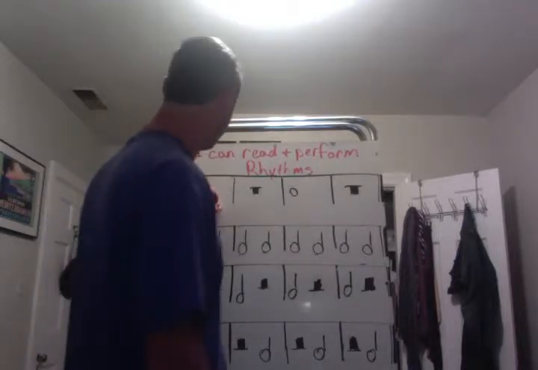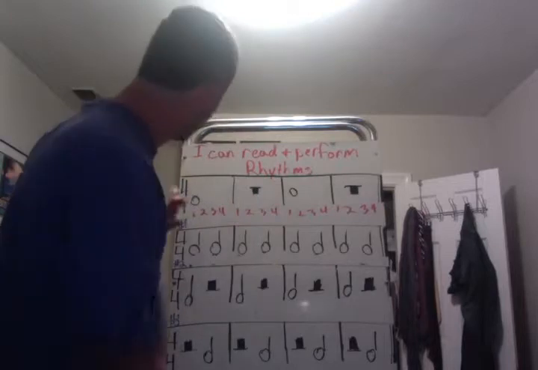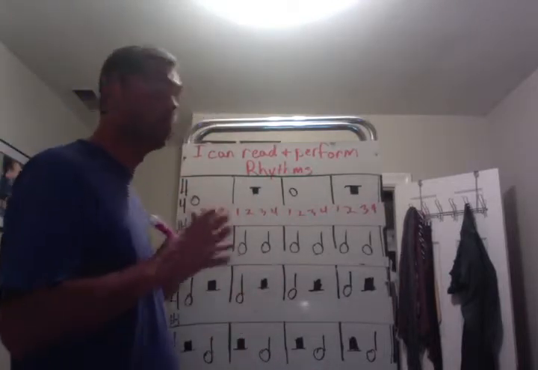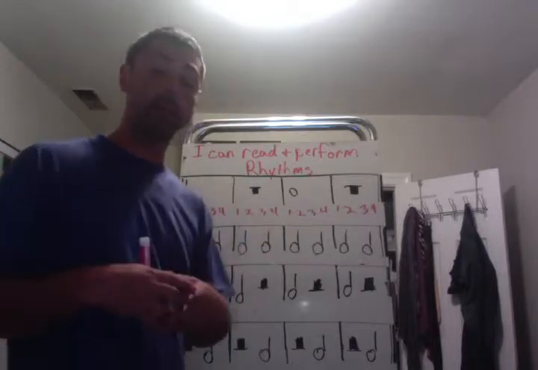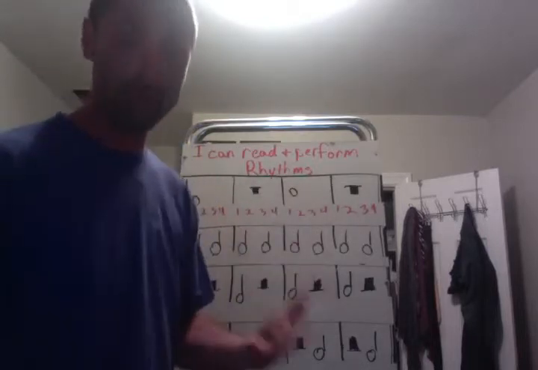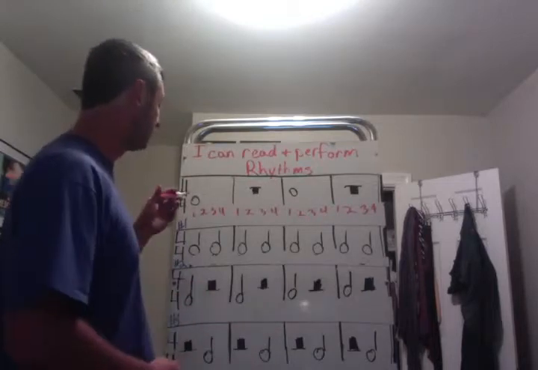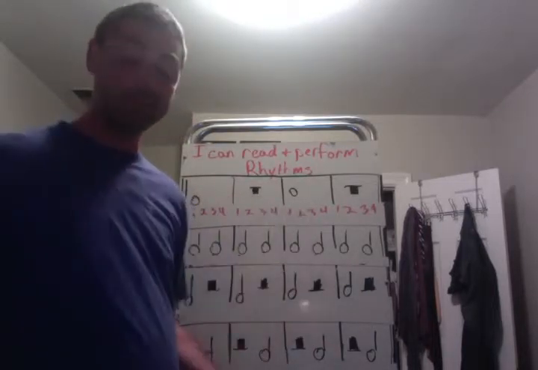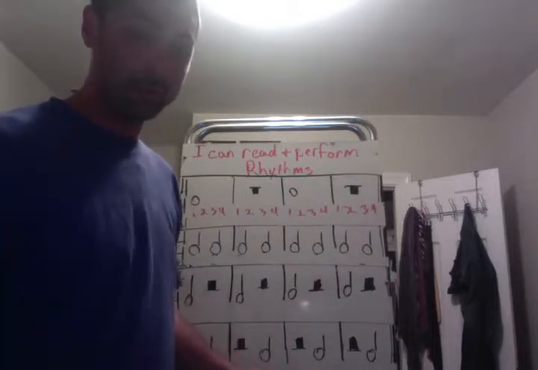1, 2, 3, 4. 1, 2, 3, 4. 1, 2, 3, 4. Okay, now whole note. If you think back a couple of lessons ago, the whole note and the whole rest are called that because they take up a whole measure. Since they take up the whole measure, there's nothing else we can put. It's filled up. Can't do anything else with it.